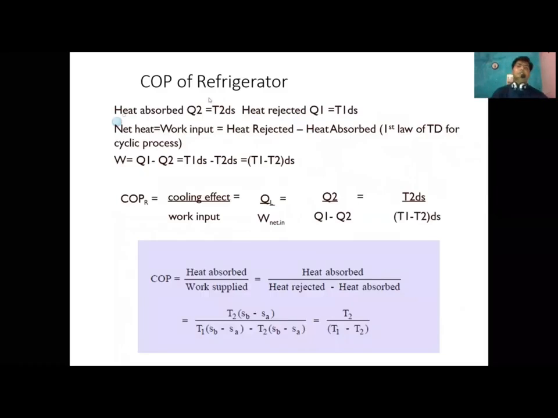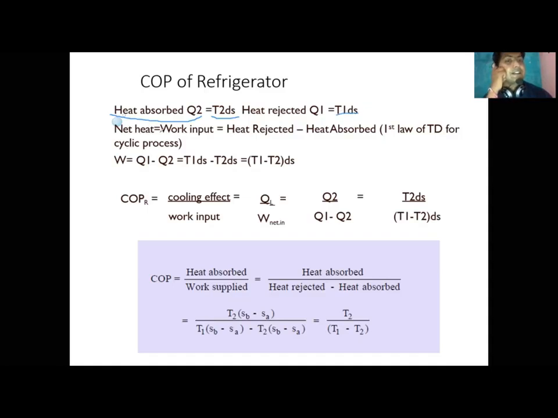Okay. Now COP of refrigerator. Heat absorbed Q2 is T2 ds. How to write this T2 ds? With the help of entropy. Entropy is equal to Q by T. That's why we write Q2 equals T2 into ds. Heat rejected Q1 is T1 into ds.